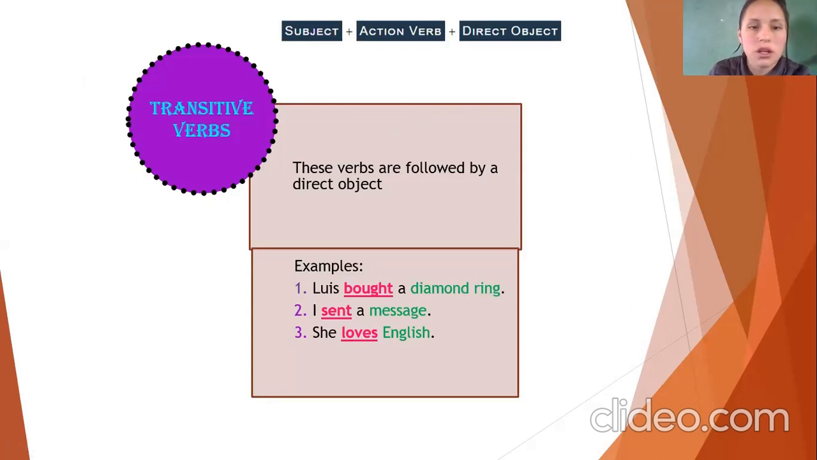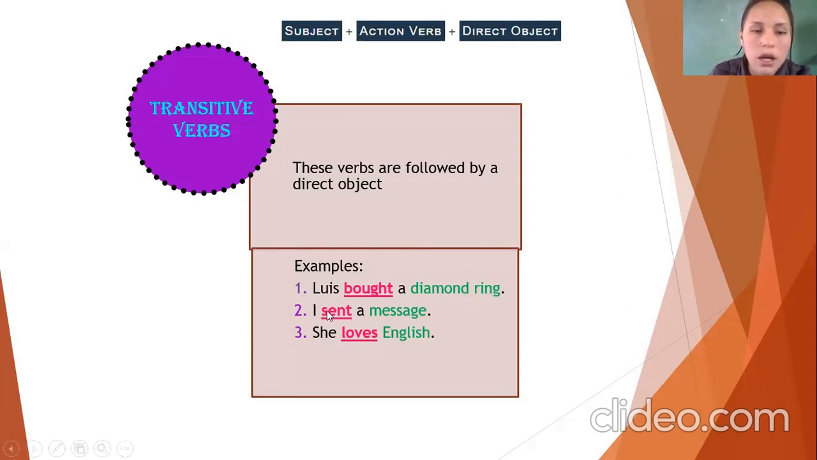Now, transitive verbs are English verbs that take only a direct object to be clear and to complete the sentence. For example, Lois bought a diamond ring. In this case, the verb bought is the transitive verb, and its direct object is diamond ring, the thing that is bought. Without an object of some kind, this verb cannot function. If we say Lois bought, but what?